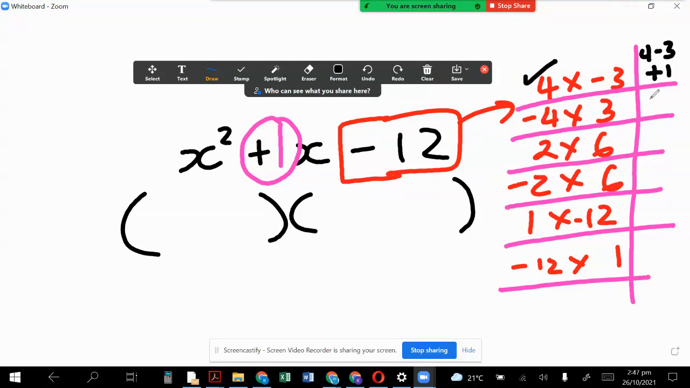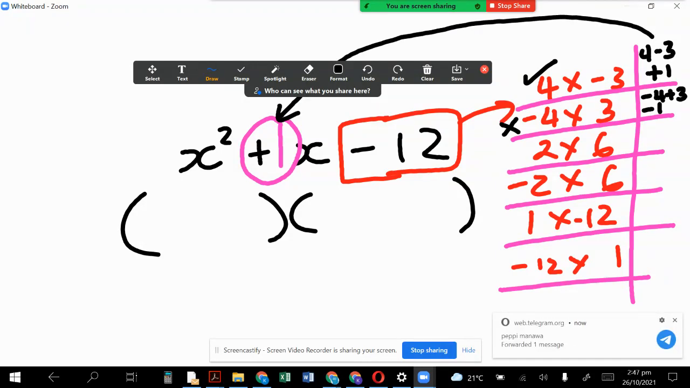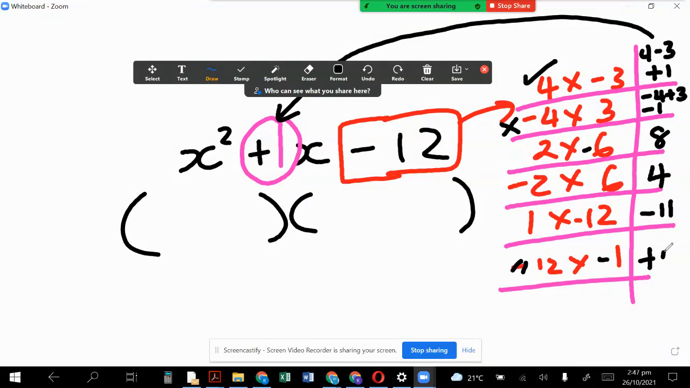Minus 4 plus 3 gives me minus 1. I need plus 1. So this is what I'm doing over here, trying to get that. 2 plus 6 gives you 8. Minus 2 plus 6 gives you 4. 2 times minus 2 minus 6 gives you negative 4. And 1 minus 12 is way out, negative 11, and if I put a negative in both places here, this would be positive 11. So we know that all of these won't work.